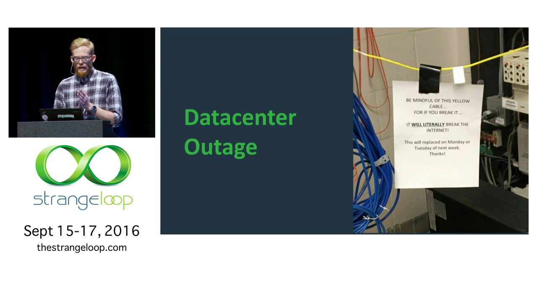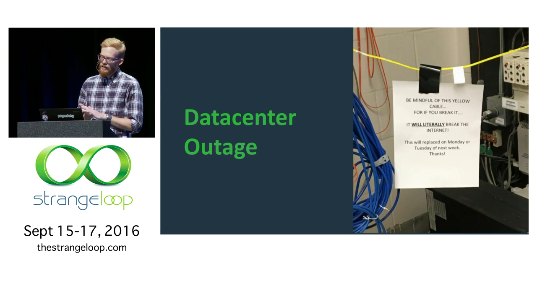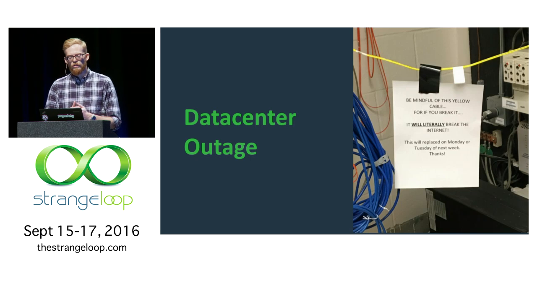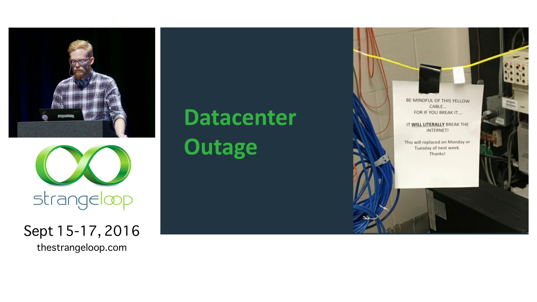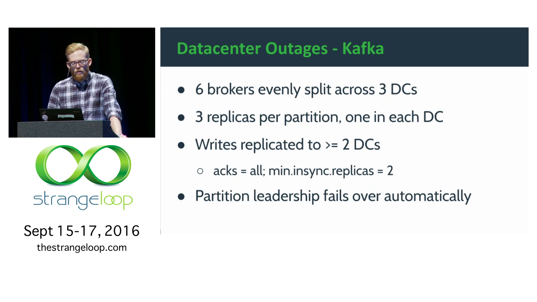Okay, so our setup can handle changing load. We can add machines to our various clusters to scale horizontally. But what happens when an entire data center goes away? You know, what happens when someone at Amazon trips over the internet cable? Well, we'll start with Kafka again.